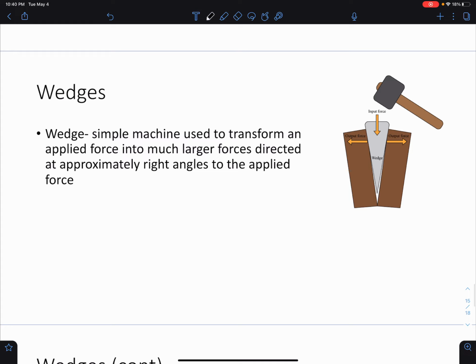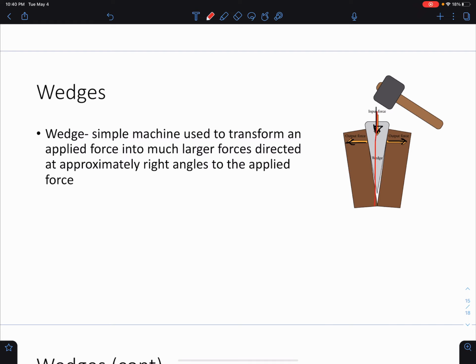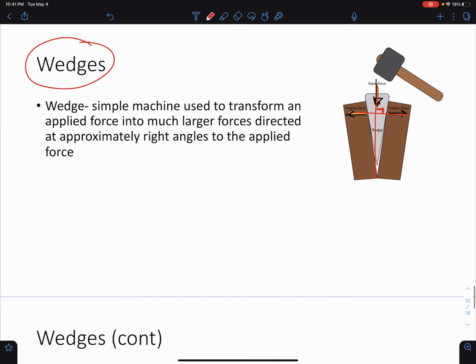We would have an input force in this direction, and this input force would be transferred into an output force that is much larger, at a right angle to the force that you're applying. So you see here, these are perpendicular to each other. Okay, so we can actually take this smaller input force and make larger output forces at a different angle, just using the simple machine of wedges.